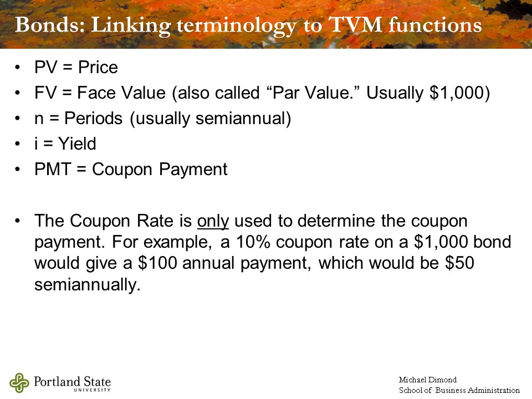But there's a sixth number that comes up in bond computations pretty frequently, and that's the coupon rate. On the bond that I showed you on the previous slide, the coupon rate would have been around 4%, it looked like. That coupon rate is used for one thing and one thing only. The coupon rate is only used to determine how much the payment will be. For example, if you had a bond with a 10% coupon rate and a $1,000 face value, there would be a $100 annual payment. If it was a semi-annual bond, there would be 2 semi-annual payments of $50 each during the year.